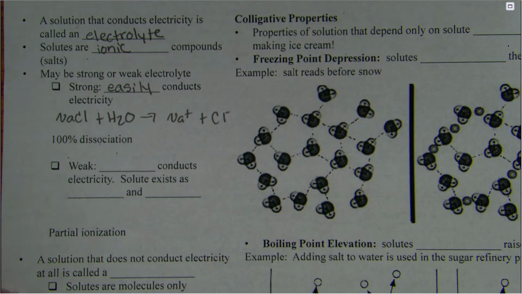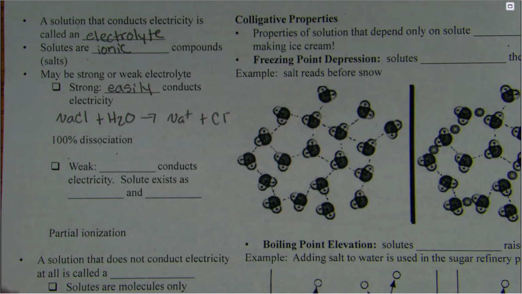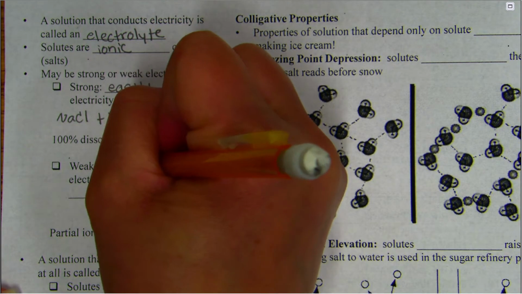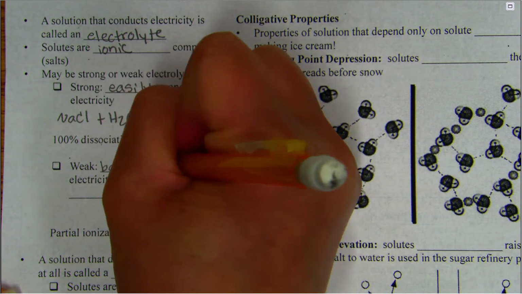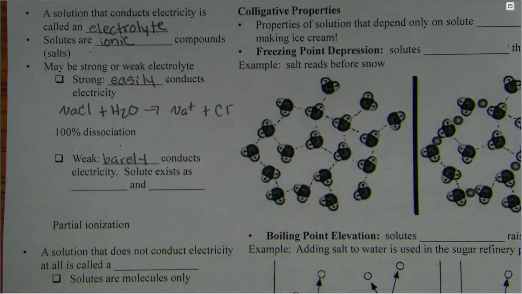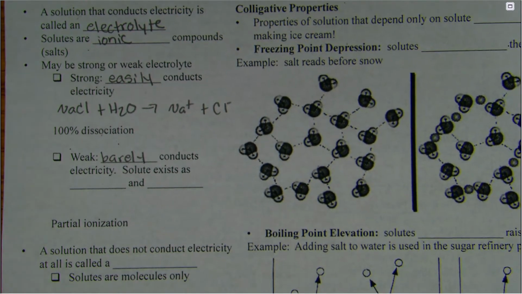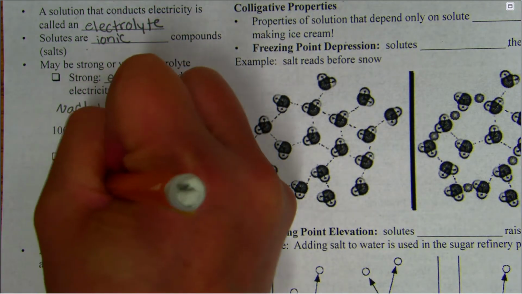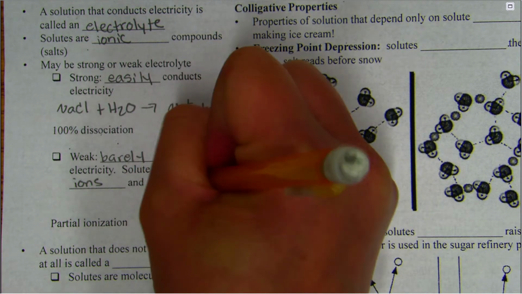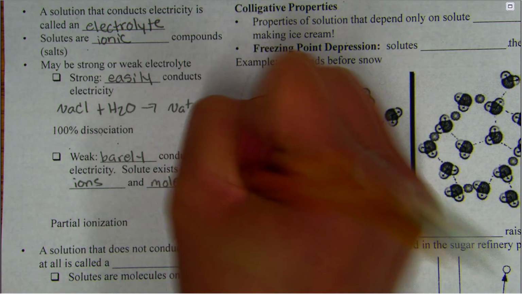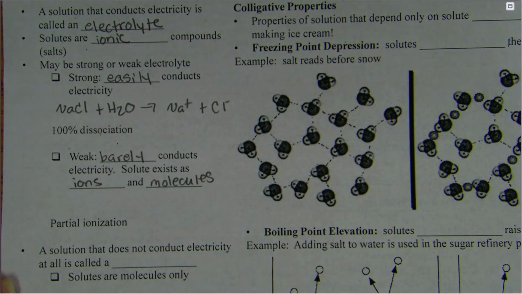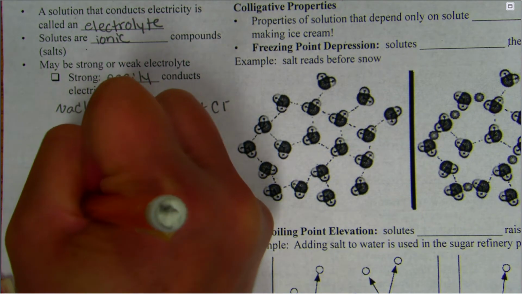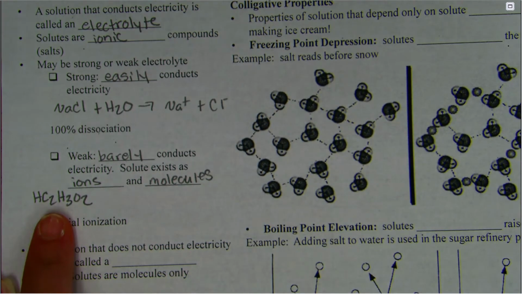A weak electrolyte barely conducts any electricity. It'll conduct a little bit, but not a whole lot. So in this case, solutes are able to exist as both ions and molecules. An example of this would be acetic acid. This is vinegar.